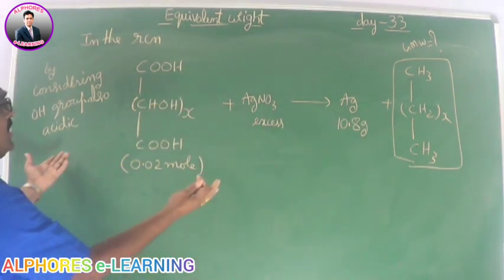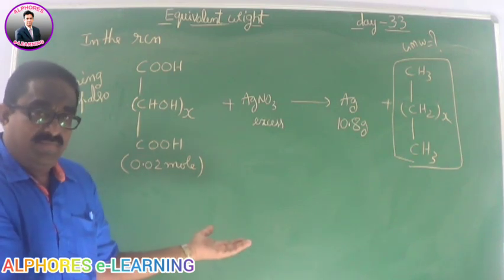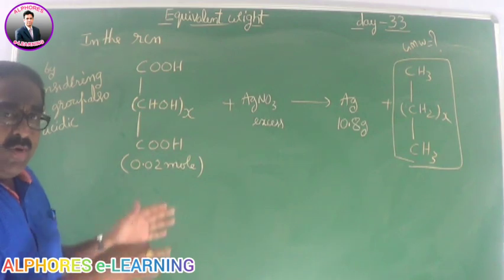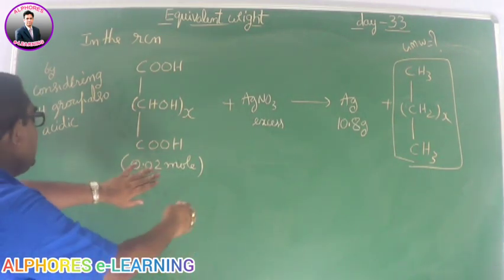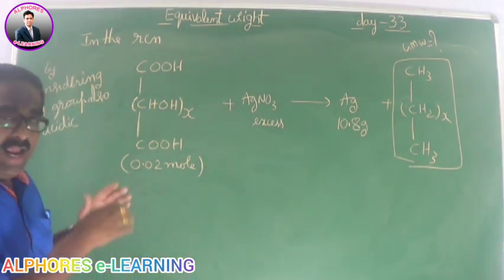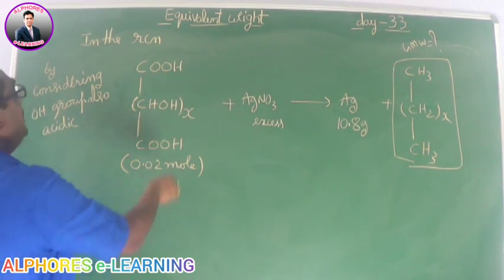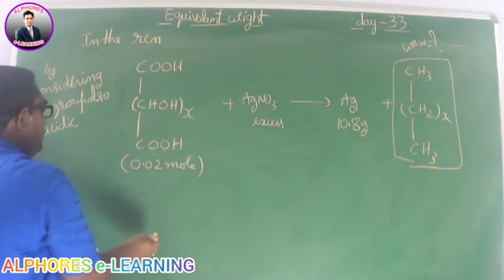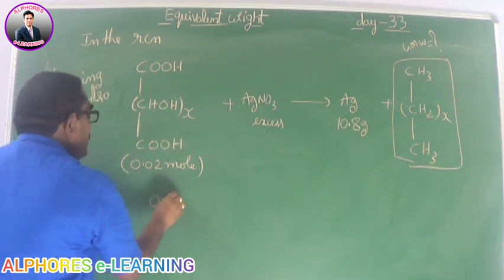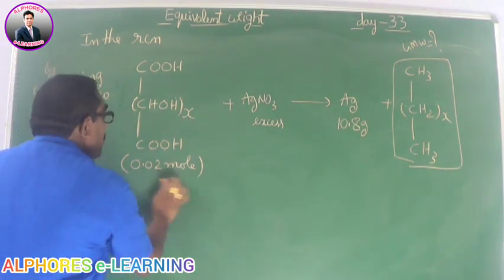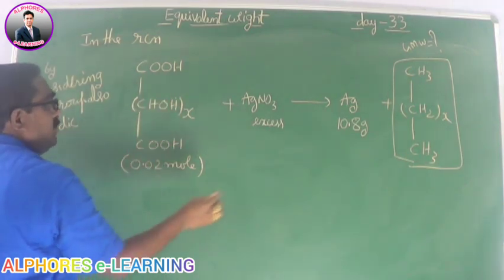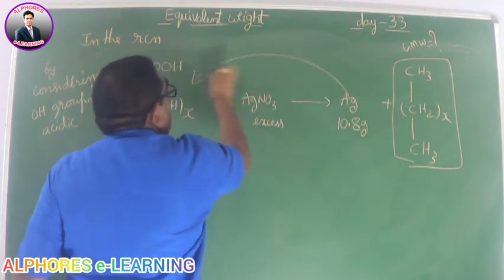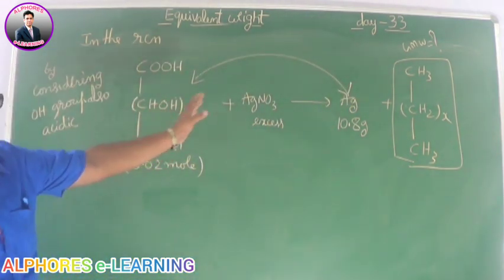Very simple. Again, this is a chemical reaction. The equivalents are same for a chemical reaction. Same concept I am going to apply. Now, I don't know the n factor of this. Okay, no problem. I am going to write the equivalence of the substance should be equal to the equivalence of silver. I am going to equate the equivalence of these two substances.